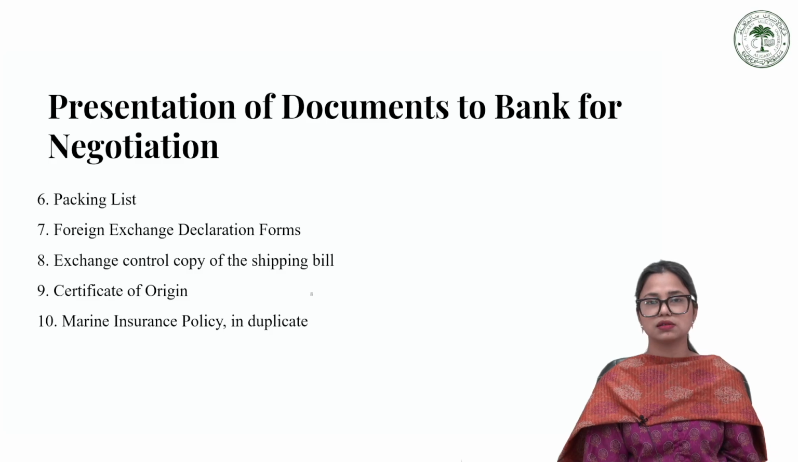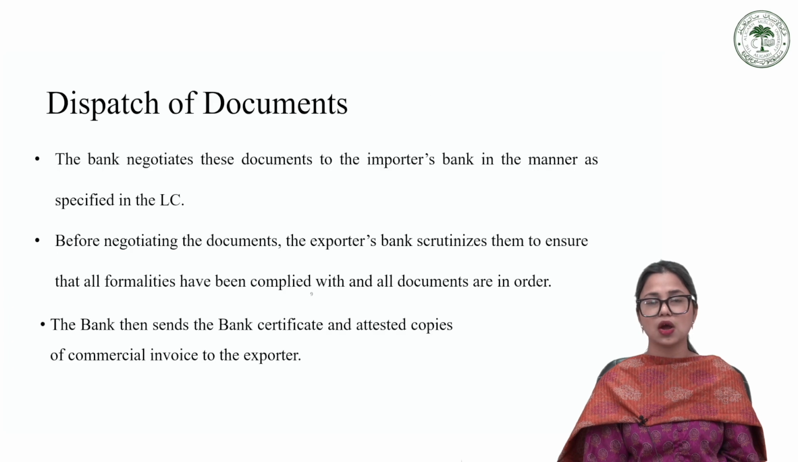The sixth document is the packing bill, packing list. The seventh document is the foreign exchange declaration forms. The eighth is the exchange control copy of the shipping bill. The ninth is the certificate of origin. And the final document is the marine insurance policy and a duplicate version of the marine insurance policy. All these sets of negotiable documents are then dispatched.